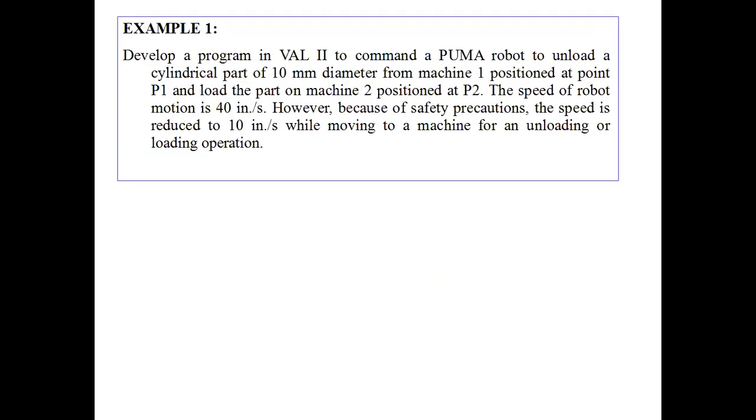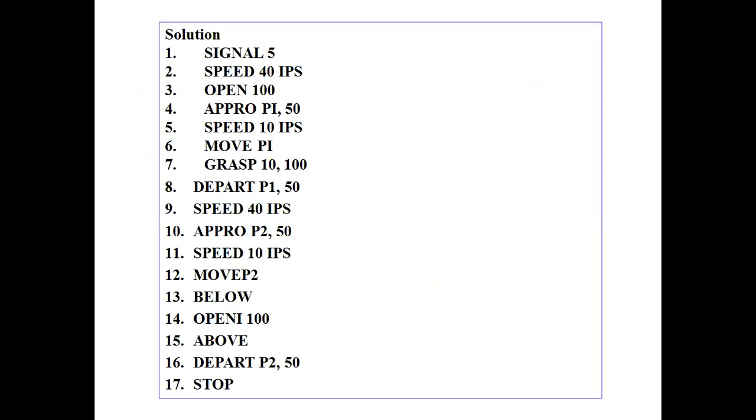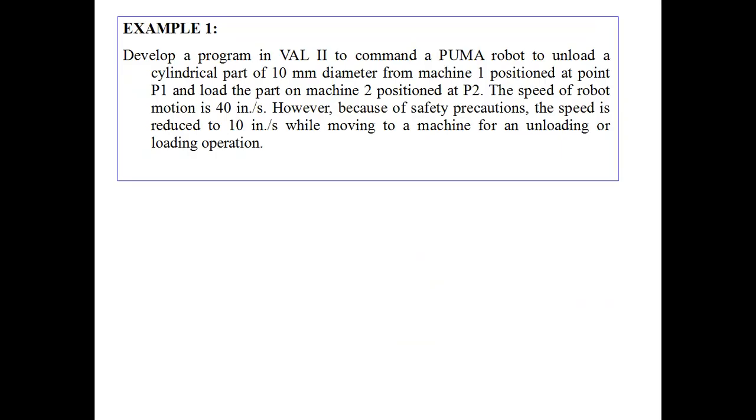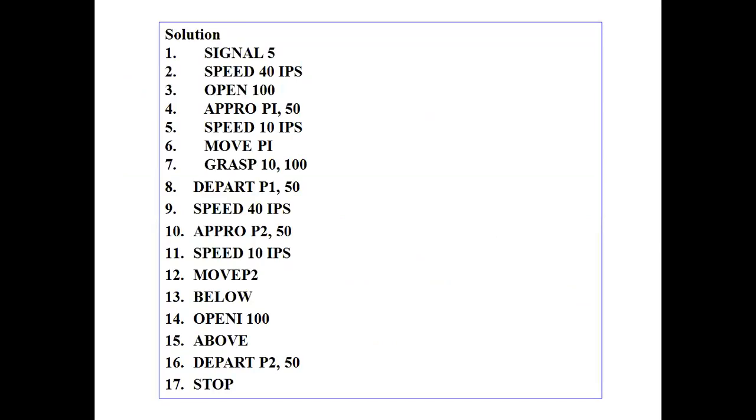Whereas in the case of example one, we have to develop a program in VAL to command a robot to unload a cylindrical part of 10 mm diameter. So what do we do? Position at the point P1 and load and position at part P2. So the speed of the robot will be 40 inch per second. Because of safety precautions, we have to reduce it. So signal 5, we'll have a normal operation of 40 inch per second. So approximately 50, we have to reduce to 10.